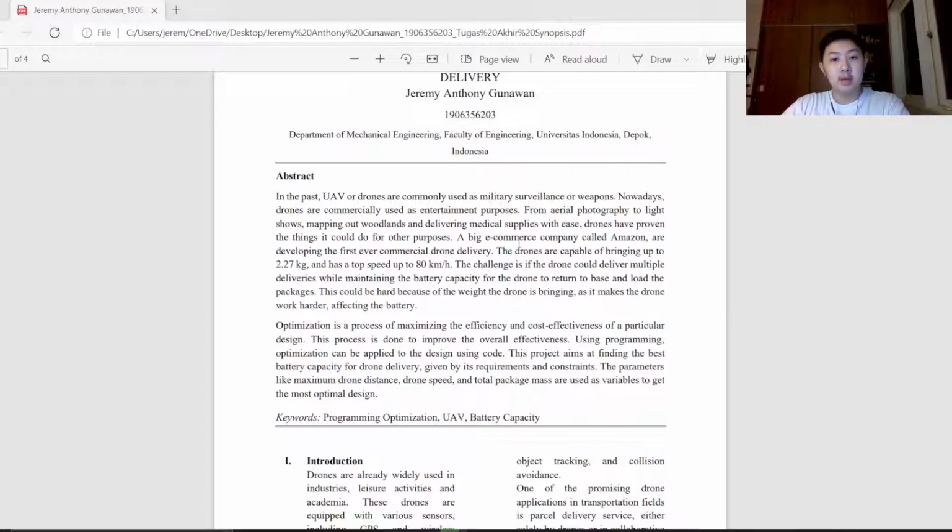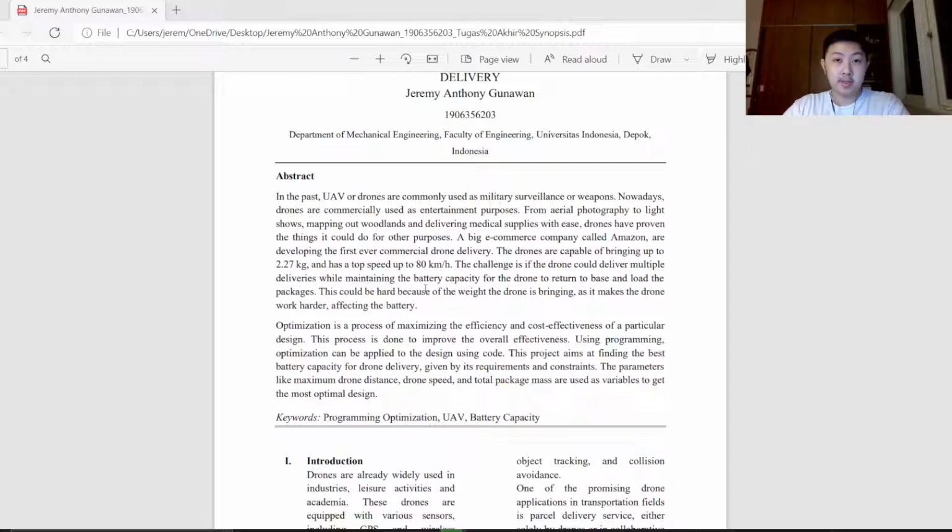These drones are mostly used nowadays as a delivery device, where it can deliver a package within minutes just after ordering and paying online. A big e-commerce company called Amazon has started doing this since 2016. They have created drones that are capable of bringing up to 2.2 kilograms of package and have a top speed of up to 80 kilometers per hour.